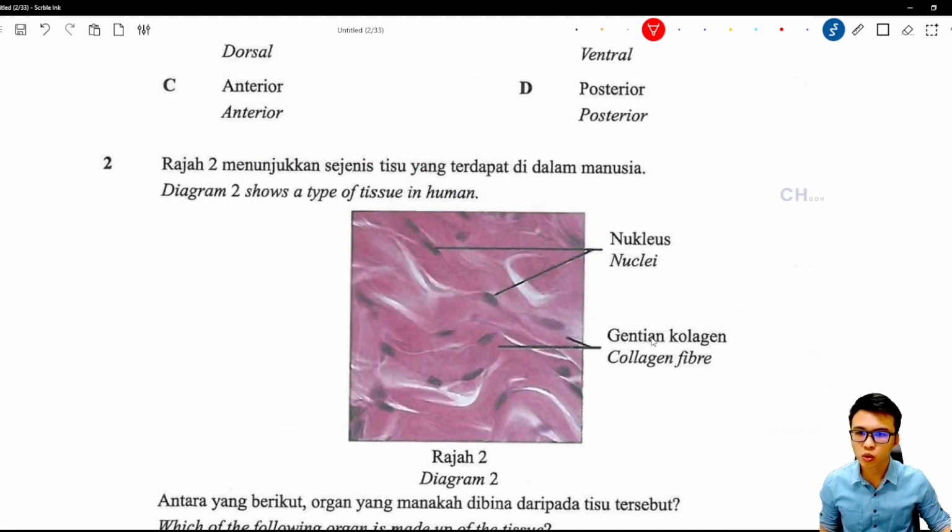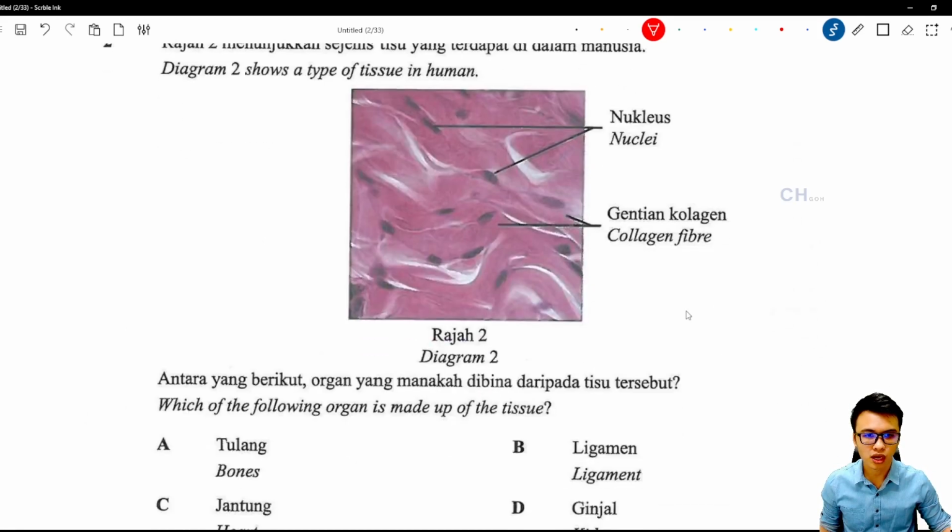Next question. Look at question 2. Diagram 2 shows a type of tissue in humans. We have the collagen fiber and nuclei here. Now guys, by looking at this picture, it is trying to show you that this is actually the fibrous connective tissue. And this fibrous connective tissue includes the ligaments and the tendons.